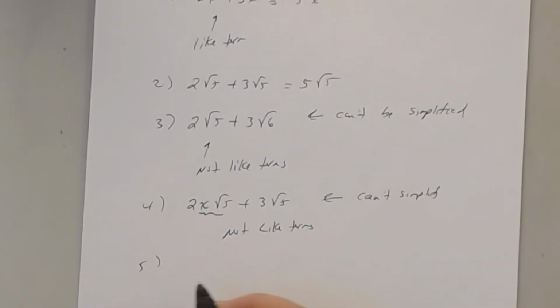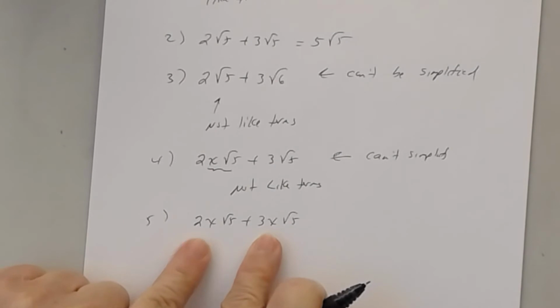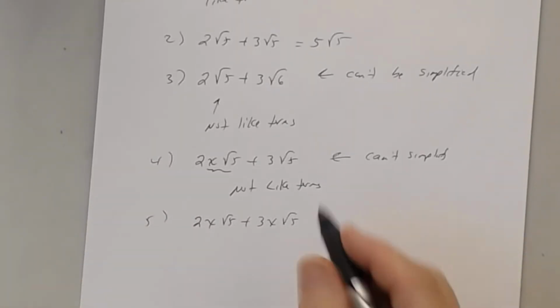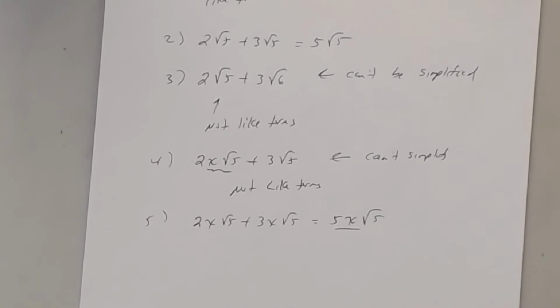Number 5. All right, now what if I had this though? What if I had 2x square root of 5 plus 3x square root of 5? Now are those like terms? Yes. They have the same variables raised to the same power. They're both x being raised to the first, and they have the same radicals. So how many x square root of 5s do you have all together? 5 of them. So it's 5x square root of 5. Okay?